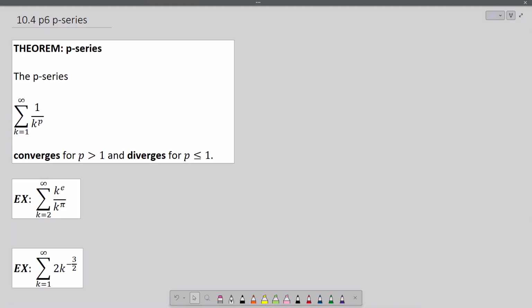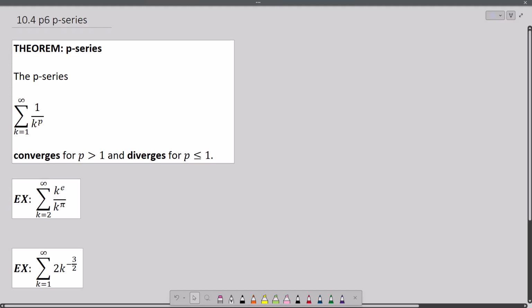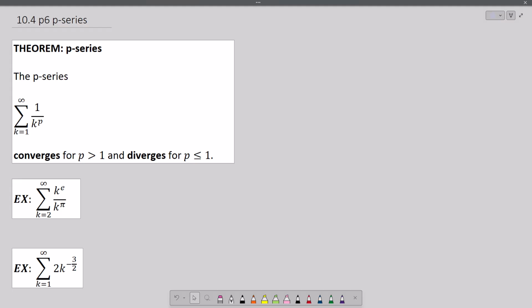These are going to most closely resemble what we did with improper integration, where our focus was on the denominator. We're looking at the power on x in the denominator, and we said if it was bigger than 1, we had convergence. If it was less than 1, we had divergence. So that is a p-series.